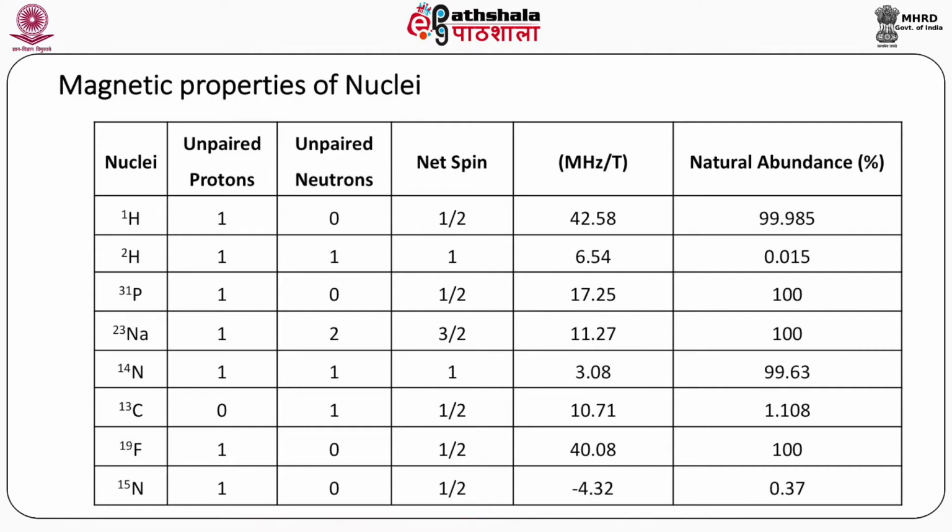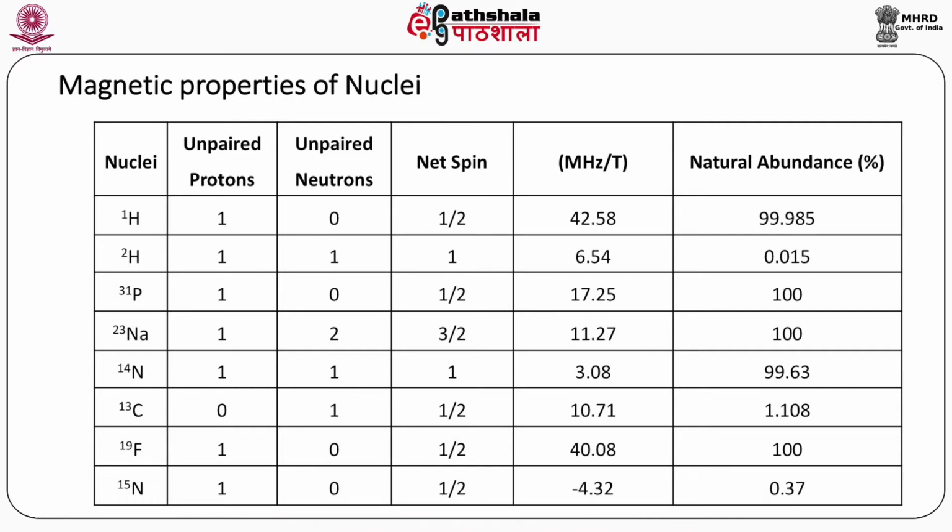megahertz per Tesla. So, a proton has a gamma of 42.58 megahertz per Tesla, and nitrogen has minus 4.32. This is nitrogen 15, which has a spin of half. C13 has a spin of half, and its gyromagnetic ratio is 10.71 megahertz per Tesla.